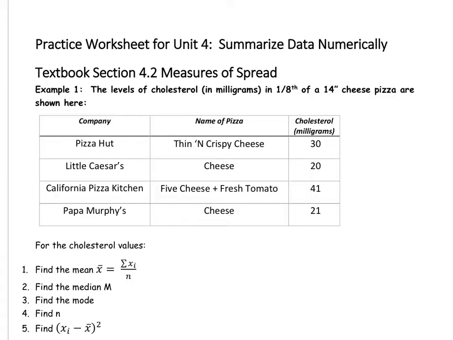Pizza Hut's thin and crispy cheese, in 1/8 of a 14-inch cheese pizza, basically one slice, has 30 milligrams of cholesterol. Little Caesar's cheese pizza has 20 milligrams of cholesterol. California Pizza Kitchen's 5 cheese and fresh tomato has a big 41 milligrams of cholesterol. And Papa Murphy's cheese pizza has 21 milligrams of cholesterol.